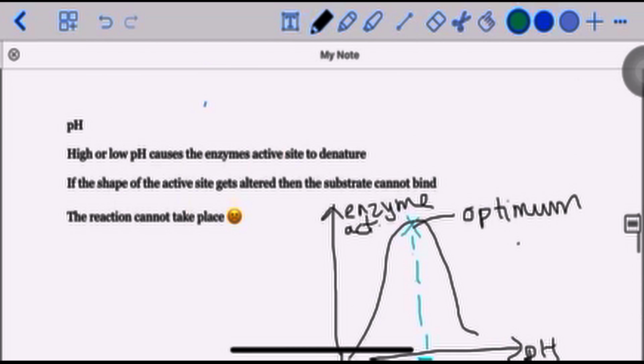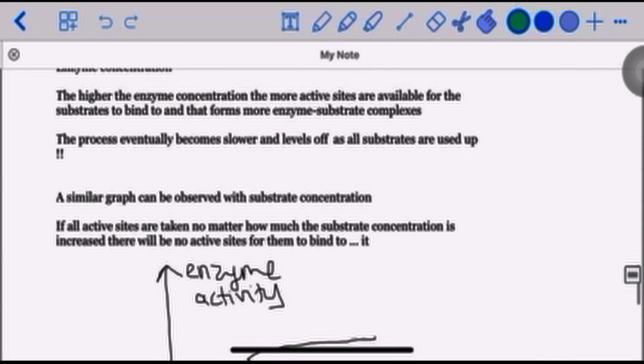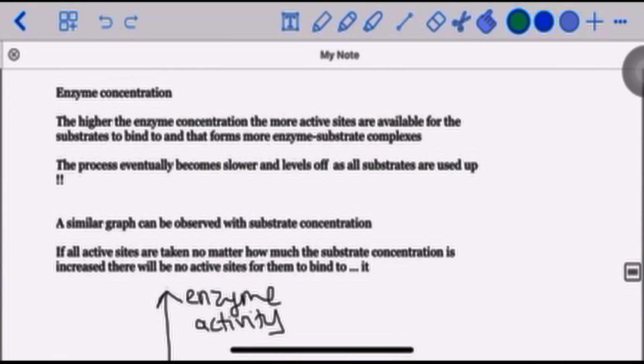In this scenario, the same case happens. A high or low pH causes the enzyme's active site to denature. The word comes in again, a very important word. When the shape of the active site gets altered, the substrate cannot bind, so the reaction will not take place. Another important factor I drew on my screen is the enzyme concentration.